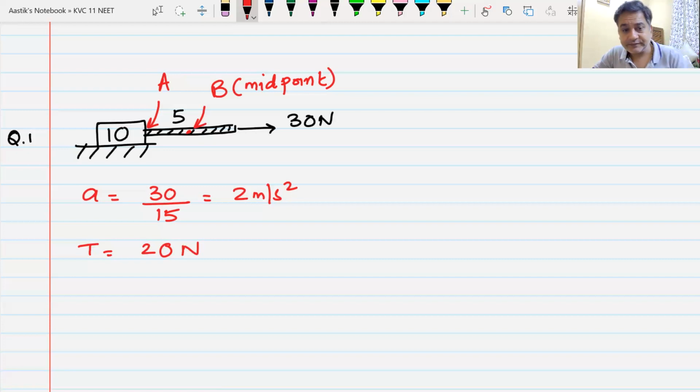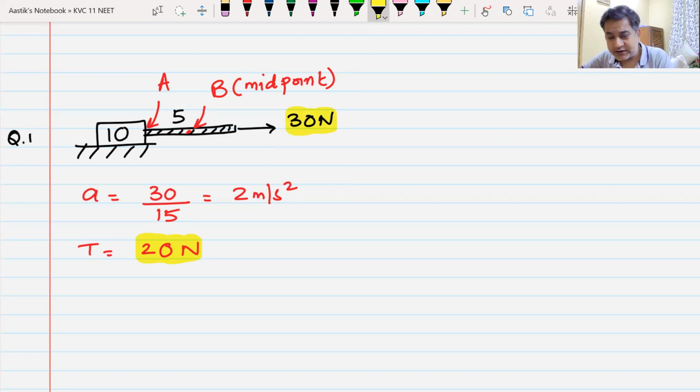You found it out, na? What is the tension at the end A? What is the tension at the end A, beta? We found it out, na? Tension at the end A is 20 newtons, yes or no? Yes, sir. Tension at the end B is 30 newtons, yes or no?